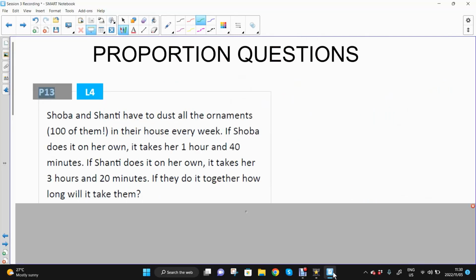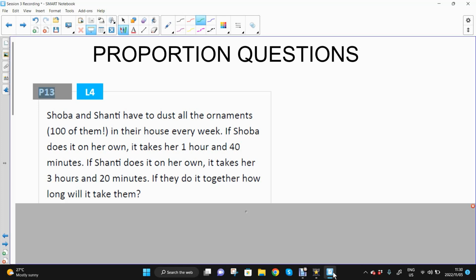Now we are going to have a look at a few proportion questions. Problem number 13. Shobha and Shanti have to dust all the ornaments, 100 of them, in their house every week.